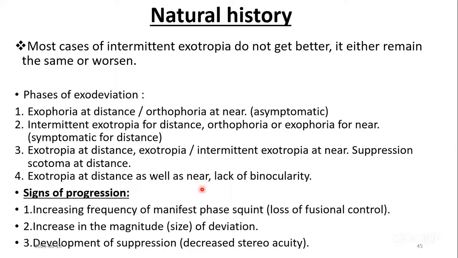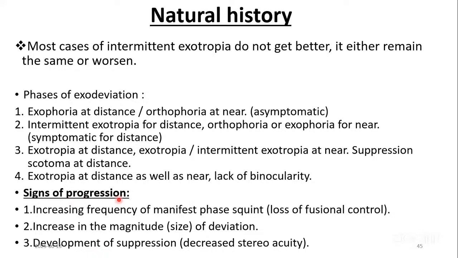Okay. Because of that, in many of those children, when you do the alternate cover test at near, you will find the patient is ortho. But when you make the child look at a distant target and repeat the alternate cover test, you will reveal the exotropia. Okay?